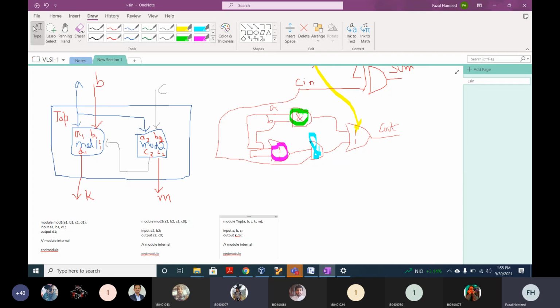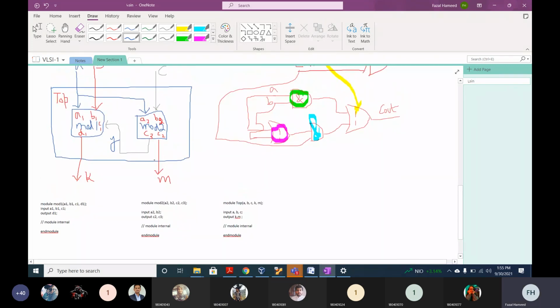Yes, we will write wire something for it. Can I call it y? So it means that y is the output from module 2 and input to module 1. Am I right or not? Okay. So how can I define this signal y? Wire.